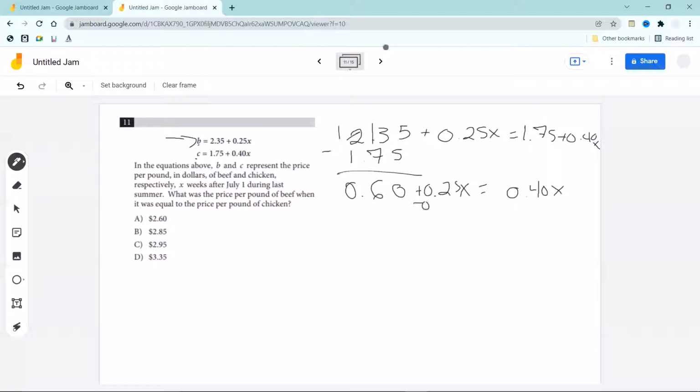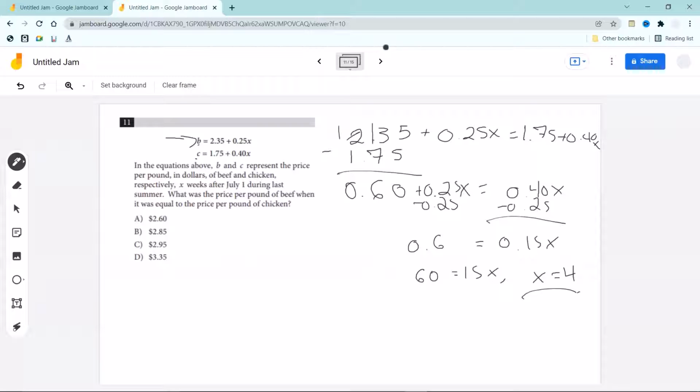Then we subtract the 0.25, right? That gives us 0.15x is equal to 0.6. So this means 60 is equal to 15x. That means x is equal to 4, right? And so now that we found x, we found x when they're equal. So now we actually know what the prices will be.